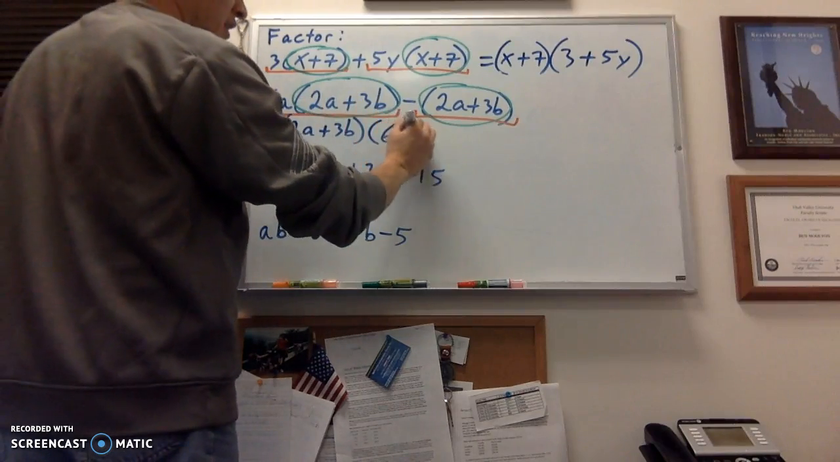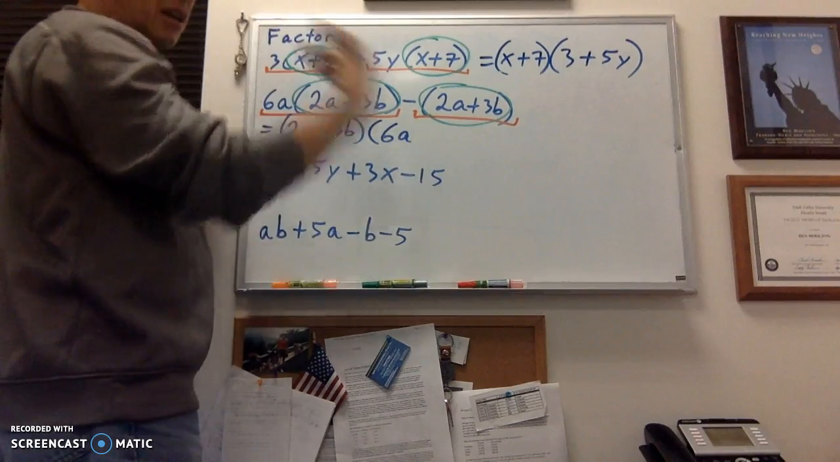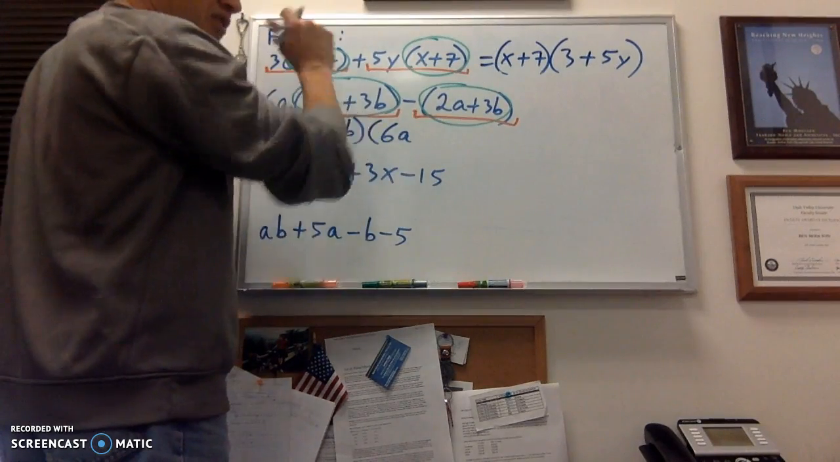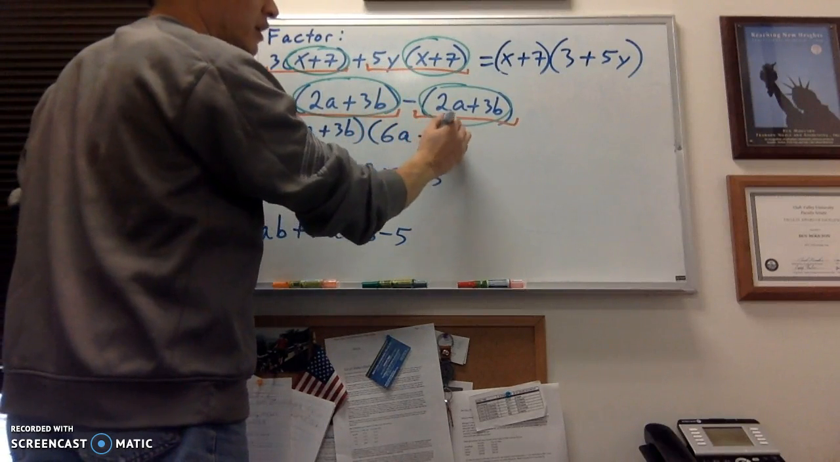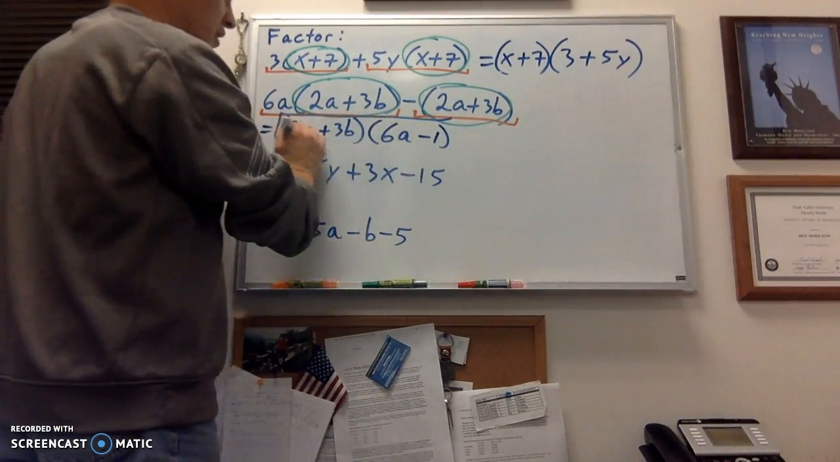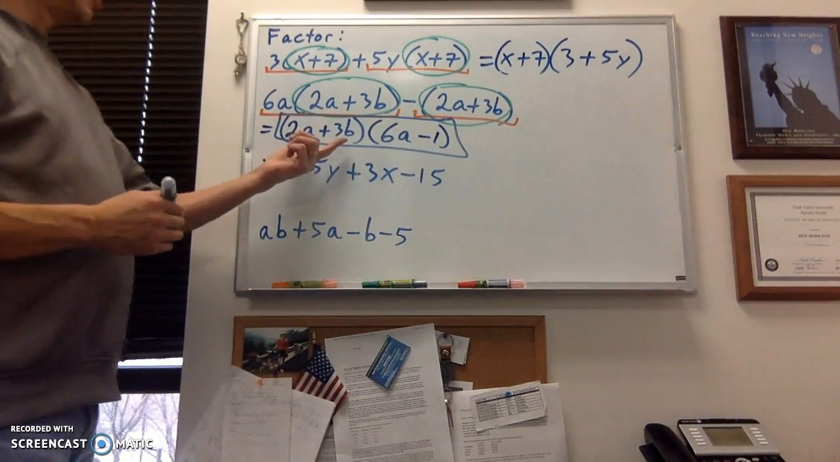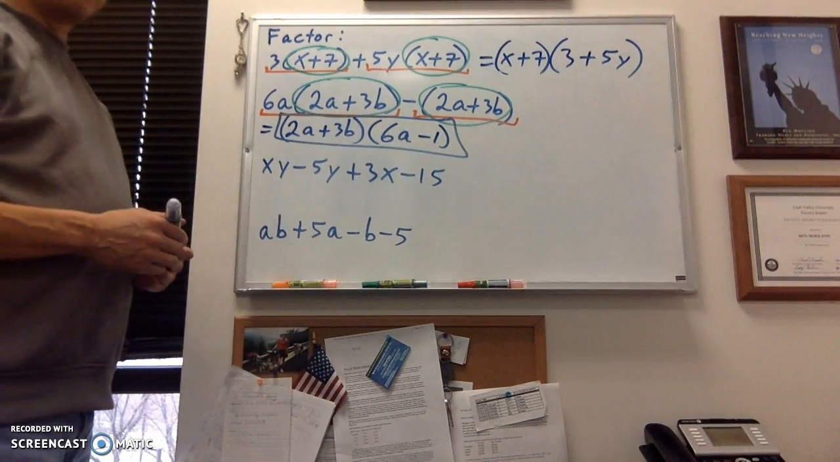A 6a. And I've had this discussion before. If everything comes out of here and nothing's left, then you're thinking about it wrong. If everything factors out, something's left. And that something would be a 1. In this case, a negative 1. So your factors here are going to be 2a plus 3b and 6a minus 1.